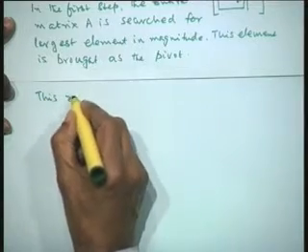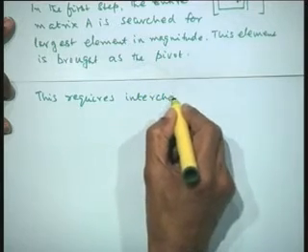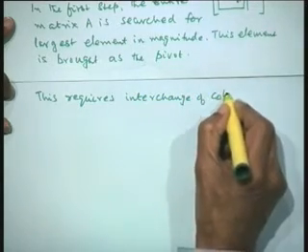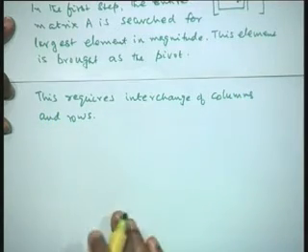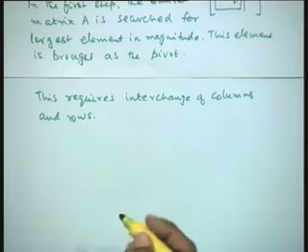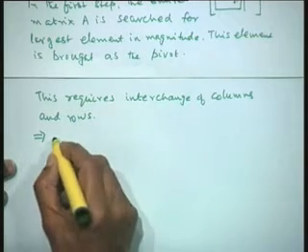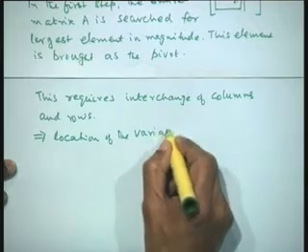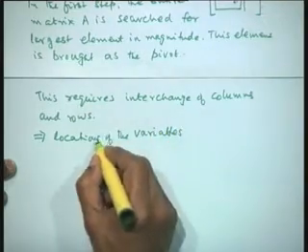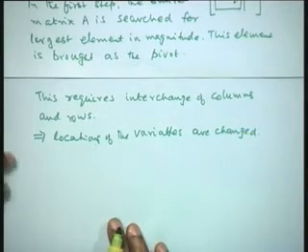Now what does this imply? We will say therefore this implies, or this requires, interchange of columns and rows. This requires interchange of columns and rows. This implies that the location of the variables is disturbed. So this means the locations of the variables are changed.